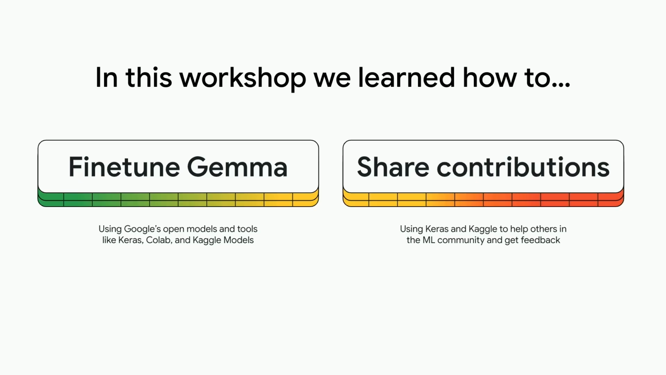In this workshop, we learned two main things. We first learned how to fine-tune Gemma, and we did so using resources like Keras, Colab, and Kaggle Models. And second, we learned how to share these contributions and really help to propel the innovation we see from the community, using Keras and Kaggle to help others in the community and get feedback, or whatever our goals may be. And we can't wait to see what you do.